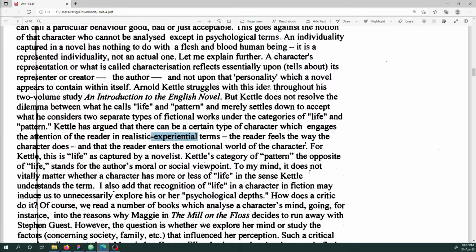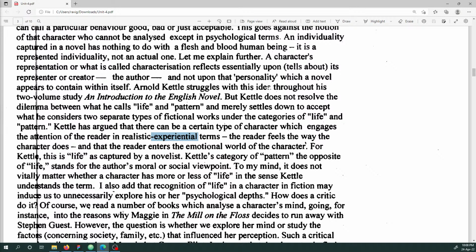To my mind, it does not vitally matter whether a character has more or less of life in the sense Cattle understands the term. I also add that the recognition of life in a character in fiction may induce us to unnecessarily explore his or her psychological depths. How does a critic do it?